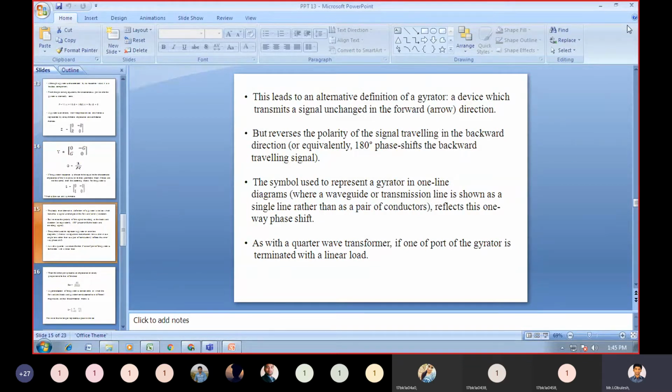A symbol is used to represent a gyrator in one line diagrams, where a waveguide or transmission line is shown as a single line rather than as a pair of conductors, which reflects this one-way phase shift.